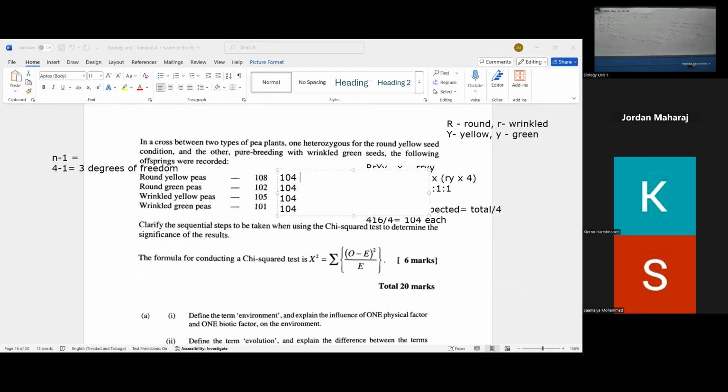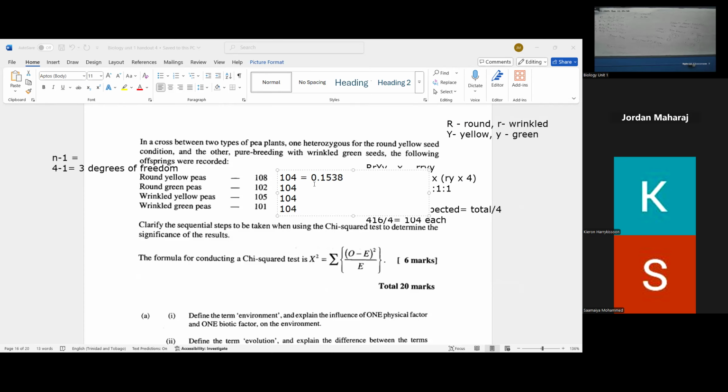You would need your calculators for this one. 108 minus 104 is 4. 4 squared is 16. We divide that 16 by the expected. How much was expected? 104. So 16 divided by 104 is 0.1538. We're doing it to 4 decimal places. Anytime you're doing this calculation, 4 decimal places. Not 2, not 3, but 4.